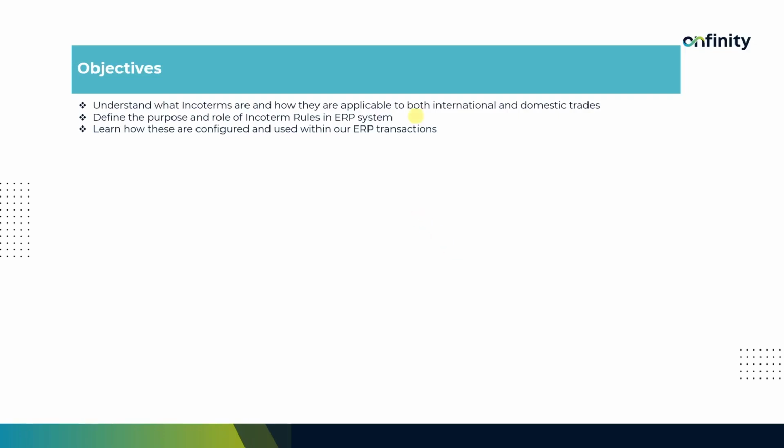We will understand what Incoterms are and how they apply to international trade. They can also be applied to domestic trades if both the buyers and sellers agree, but their primary use is for international transactions. We will also define the purpose and role of Incoterm rules within the ERP system. Finally, we will learn how these rules are configured and used within our ERP transactions on the Onfinity platform.